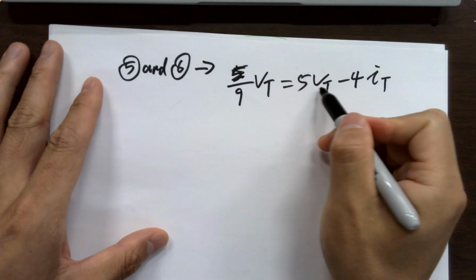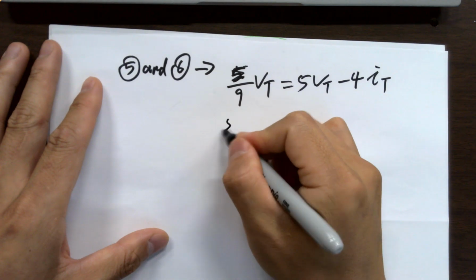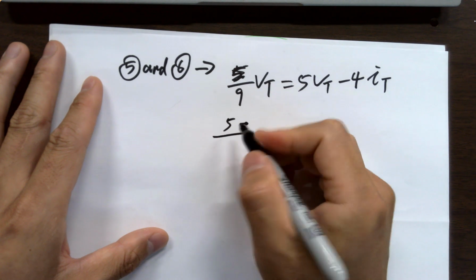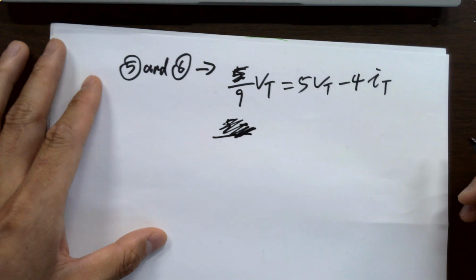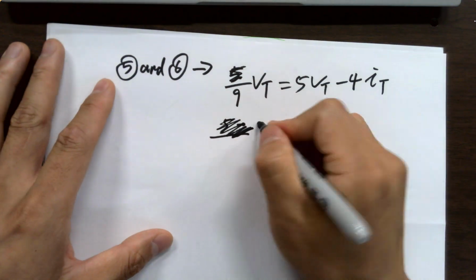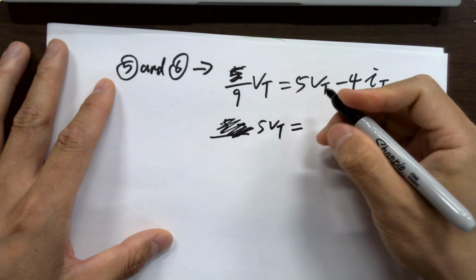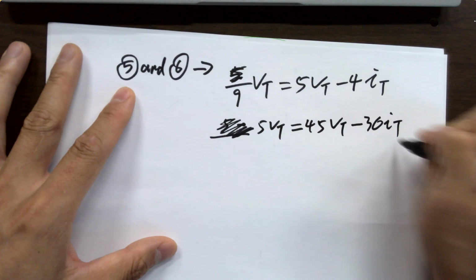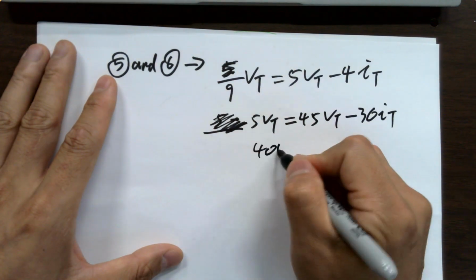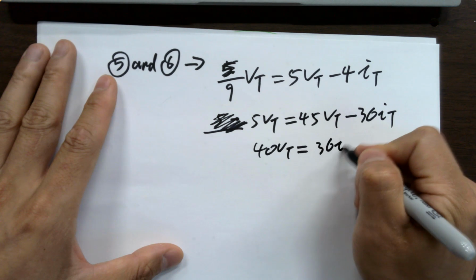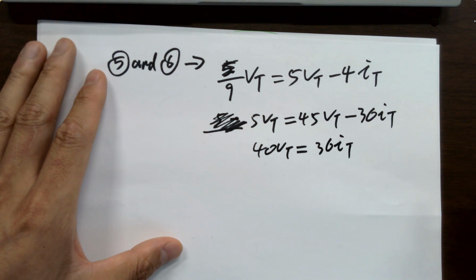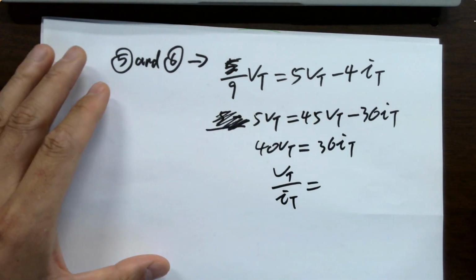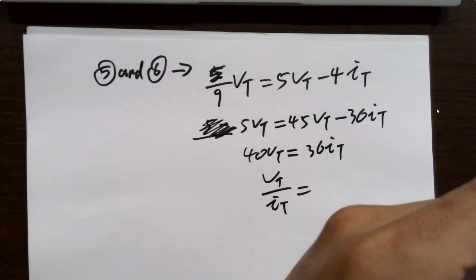See, 5 minus. Oh, so this is times 9 on both sides. 5 Vt equals... but did you get it?